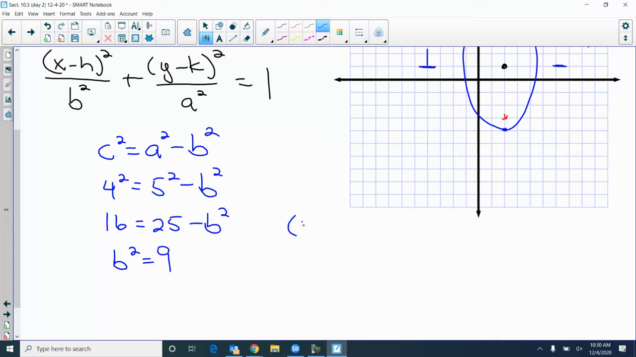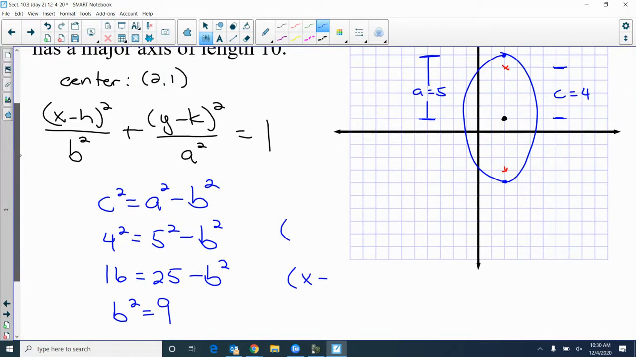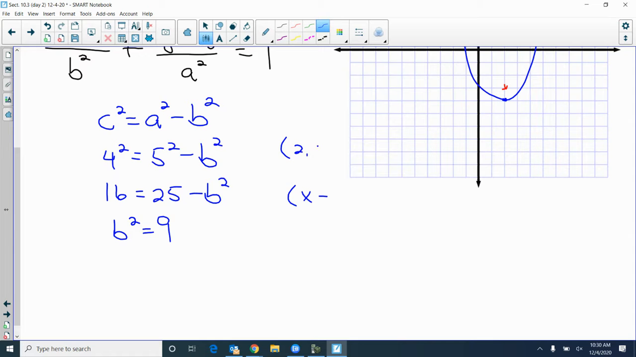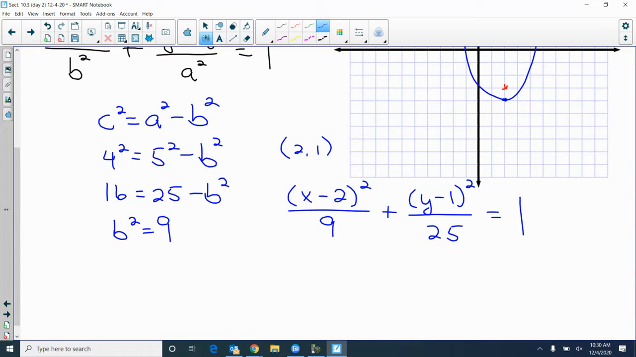So my final equation, since my center is (2, 1): (x minus 2) squared over b squared, which is 9, plus (y minus 1) squared over a squared, which is 25, equals 1. It always equals 1 for an ellipse. All right, does that make sense?